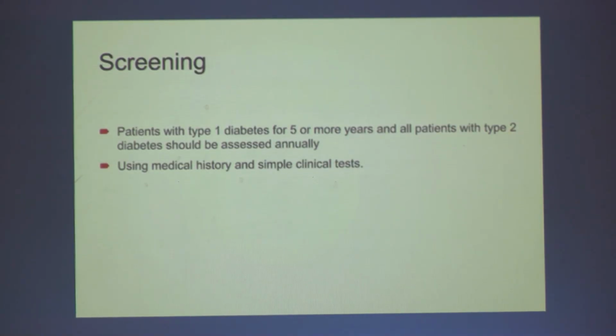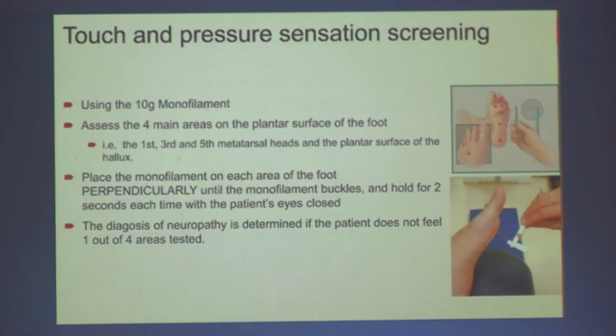Screening. Screening should be done at 5 years after onset of type 1 diabetes mellitus and at the diagnosis of type 2 diabetes mellitus. Screening is done by touch and pressure sensation testing.